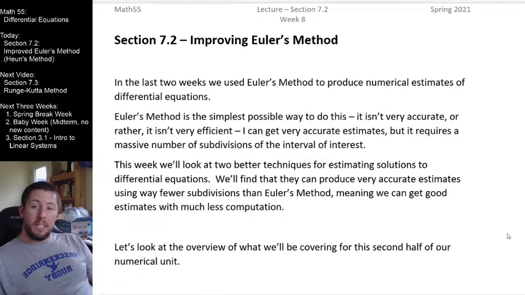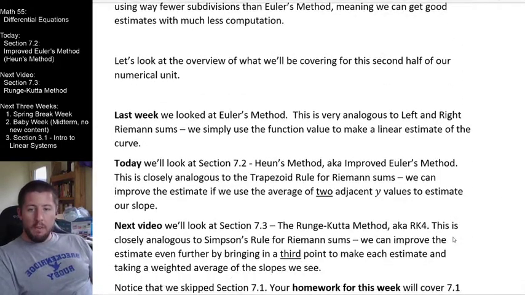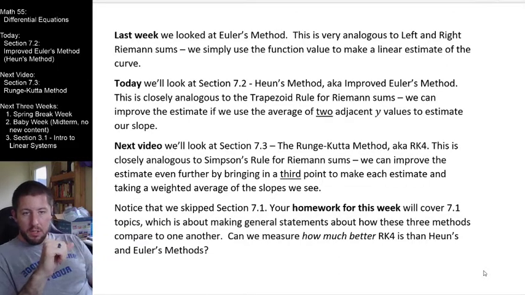So what we're going to look at this week in 7.2 and in 7.3 is two improved techniques for estimating solutions to differential equations. We're going to find they're going to produce very accurate estimates using way fewer subdivisions than Euler's method, meaning we can get good estimates, but by doing less computation, so we can get much quicker estimates here. So let's go to our little overview right here. Last week, we looked at Euler's method. We used it for individual differential equations as well as systems of differential equations.